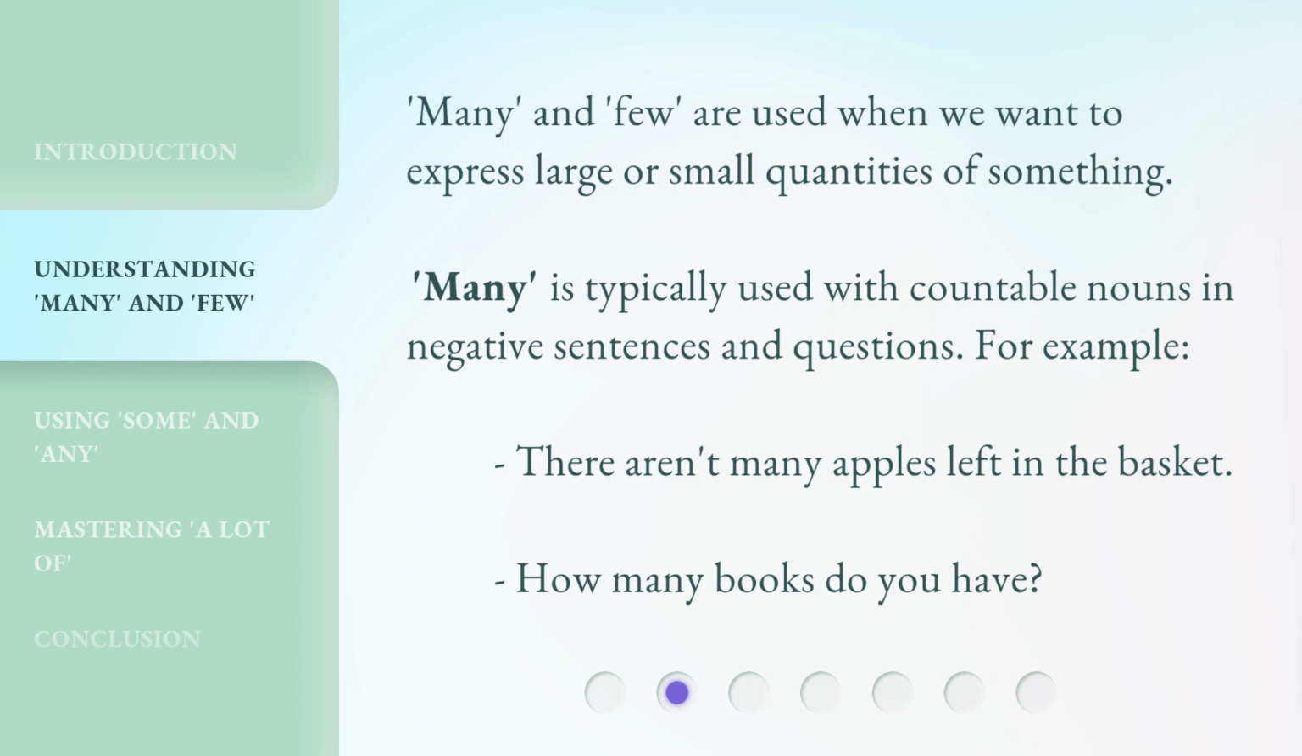Many and few are used when we want to express large or small quantities of something. Many is typically used with countable nouns in negative sentences and questions. For example, there aren't many apples left in the basket. How many books do you have?